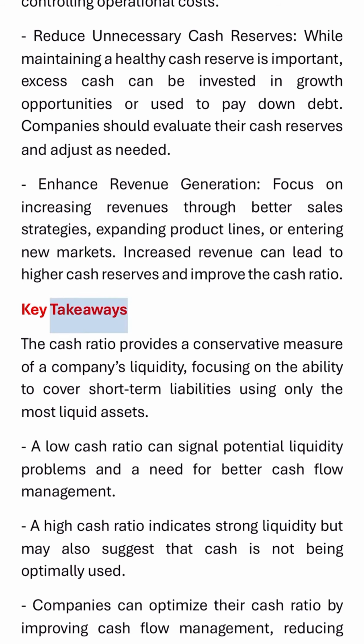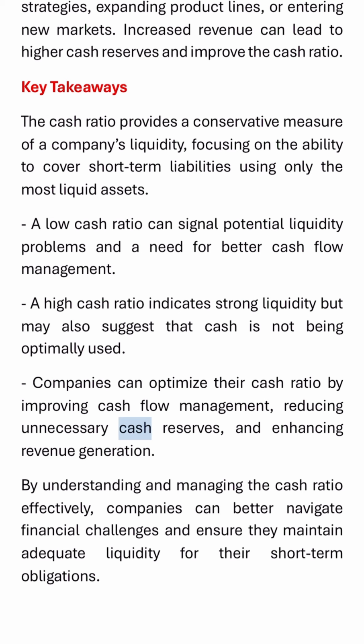Key takeaways. The cash ratio provides a conservative measure of a company's liquidity, focusing on the ability to cover short-term liabilities using only the most liquid assets. A low cash ratio can signal potential liquidity problems and a need for better cash flow management. A high cash ratio indicates strong liquidity, but may also suggest that cash is not being optimally used. Companies can optimize their cash ratio by improving cash flow management, reducing unnecessary cash reserves, and enhancing revenue generation.